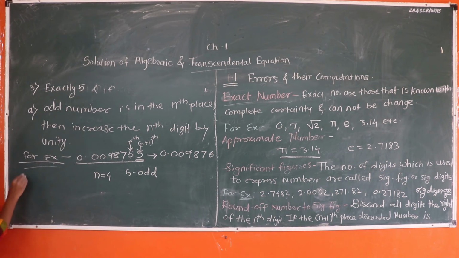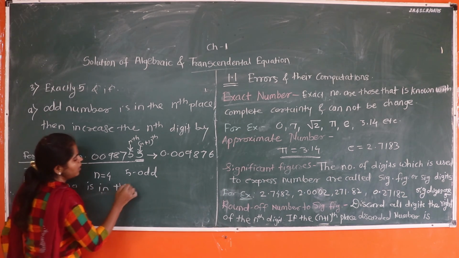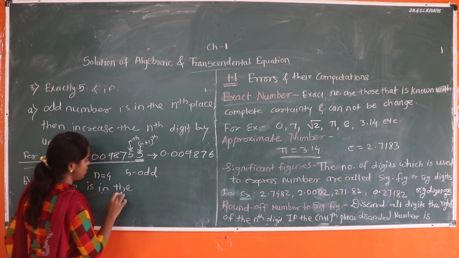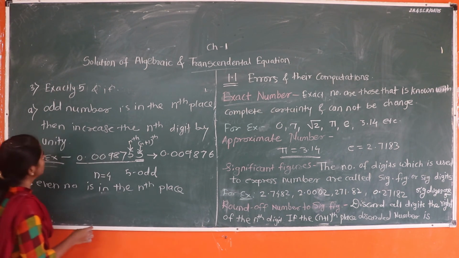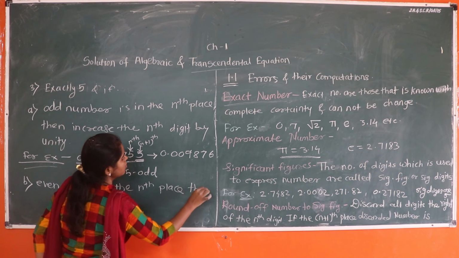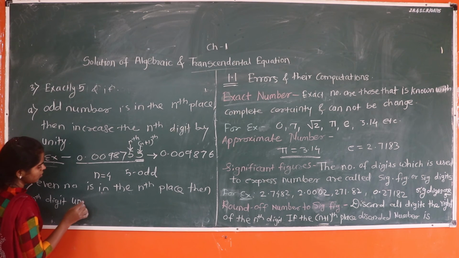So rounding this number to 4 significant figures, we get 0.009878. And the last rule: if an even number is in the nth place, then leave the nth digit unaltered.